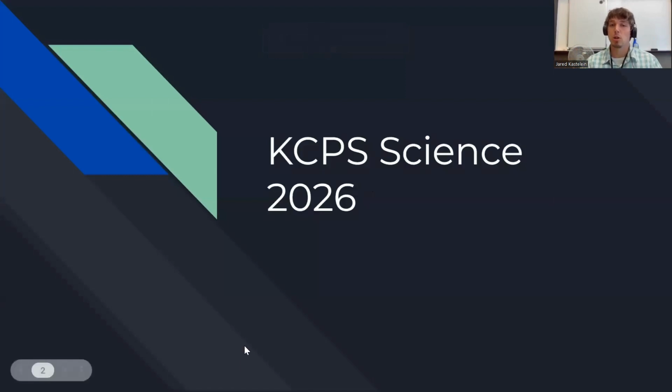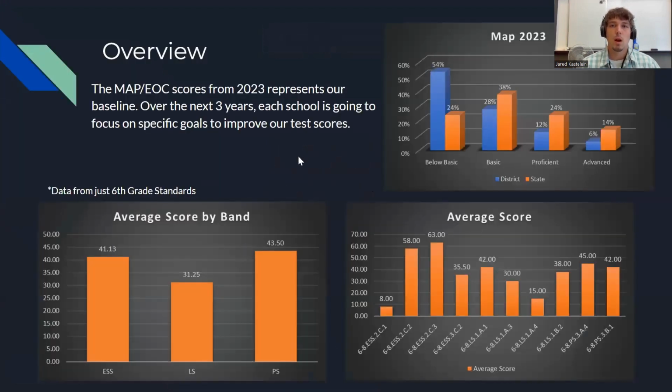But what I'm doing is I'm launching a new goal, KCPS Science 2026. Let's talk about that. All right, so the overview. I know this is a data heavy slide, but this is our MAP and EOC scores from the 2023 school year, so last spring, and this represents our baseline. My goal is to increase these scores over the next 3 years. These bottom two graphs represent data from our 8th grade test, but only looking at our 6th grade standards.